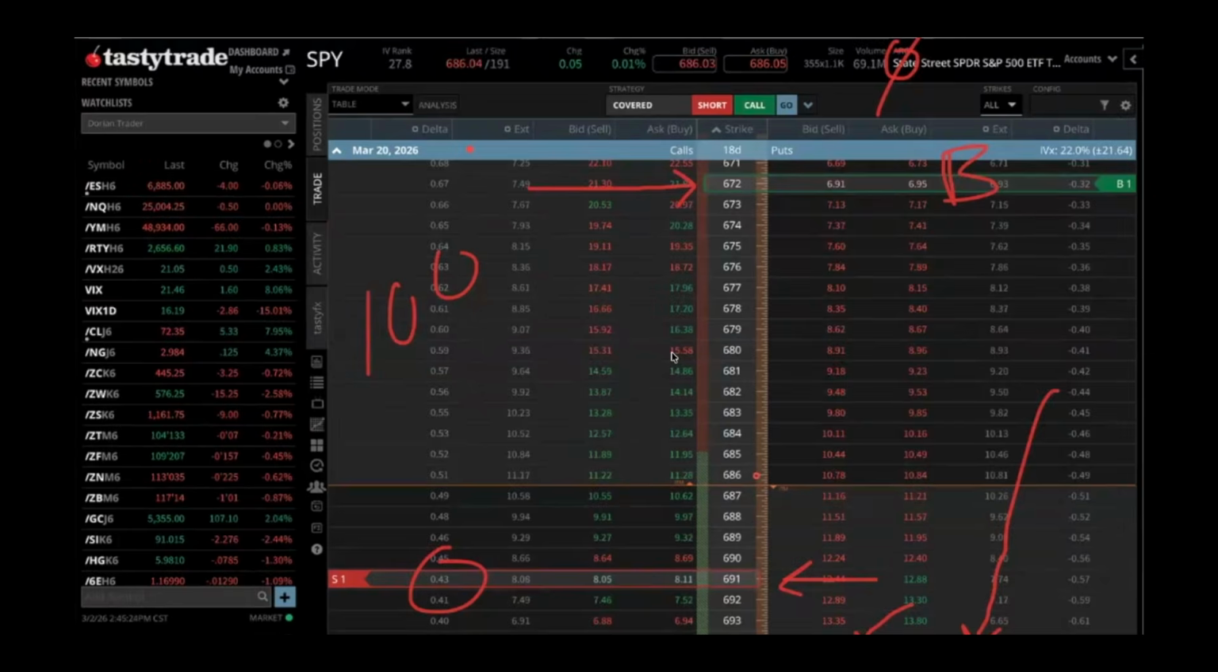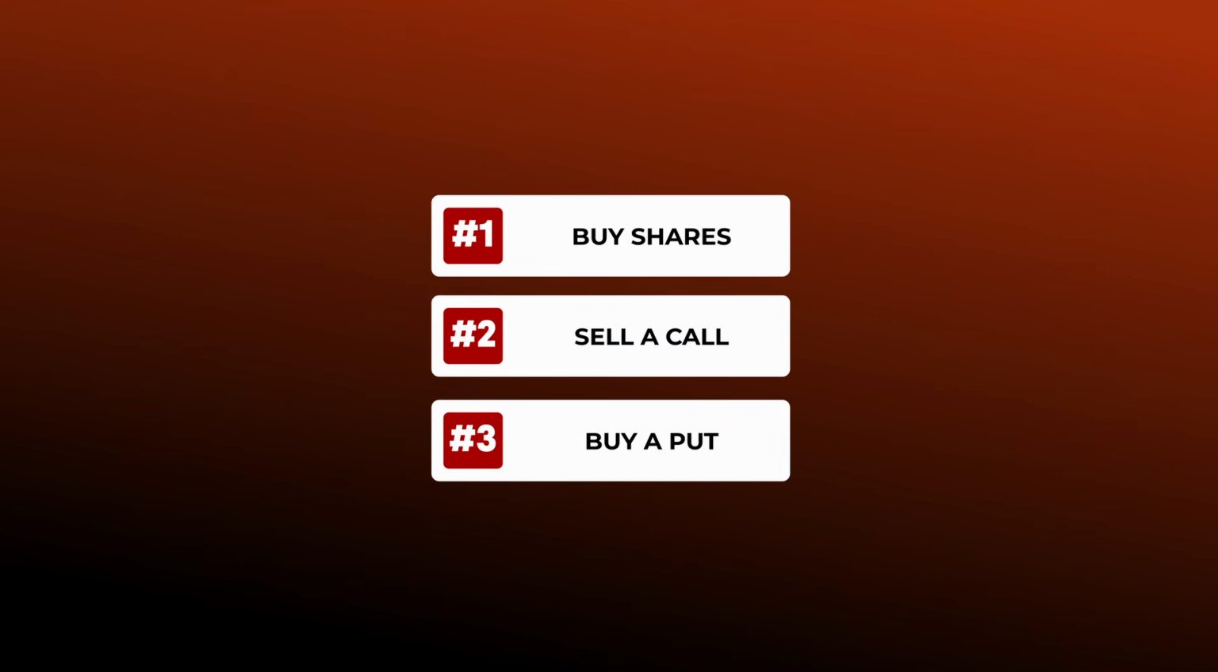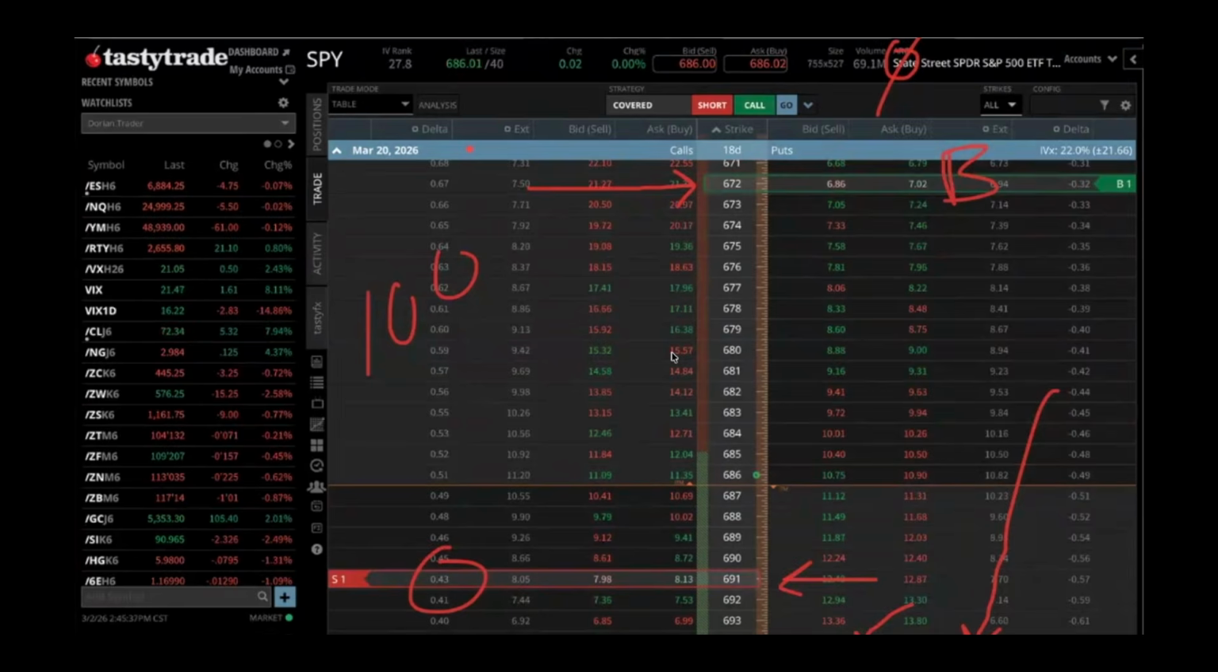It's just buying shares. Well, you take all of those three basic strategies to make up another type of basic strategy, which is the collar strategy. The collar strategy gives you a limit to how much you can lose to the downside, and it gives you a limit to how much you can make to the upside.